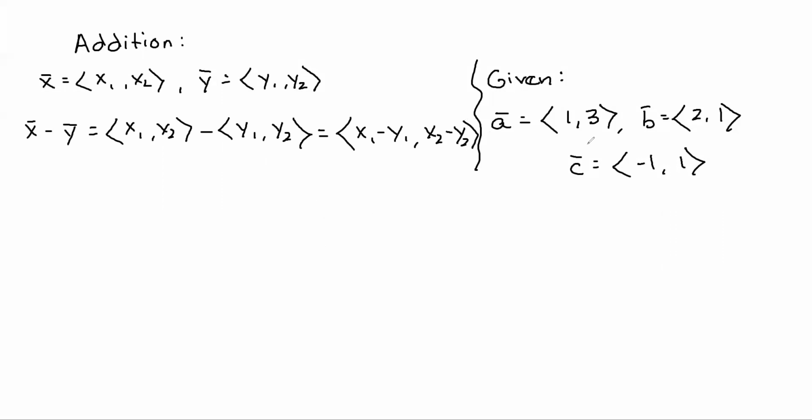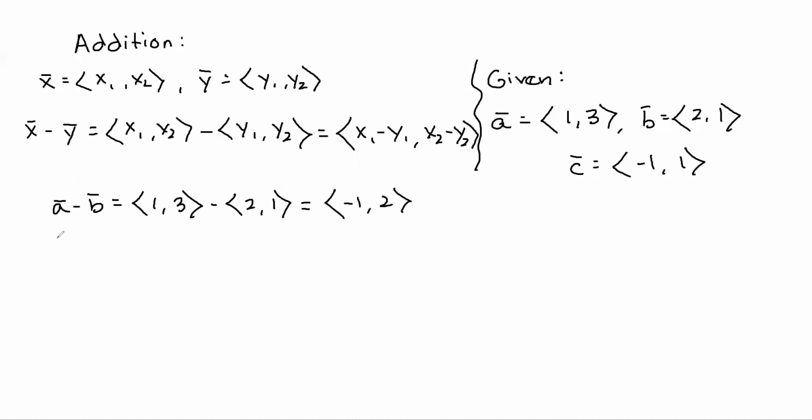Okay, and we can go through and do some examples here. So we could do A minus B equals 1, 3 minus 2, 1. And if we do that, 1 minus 2 is going to be negative 1. 3 minus 1 is going to be 2.